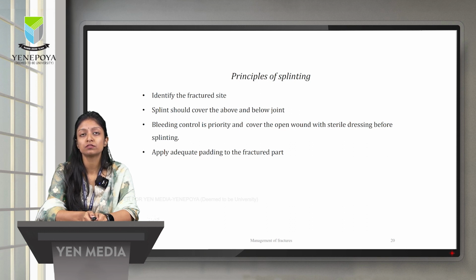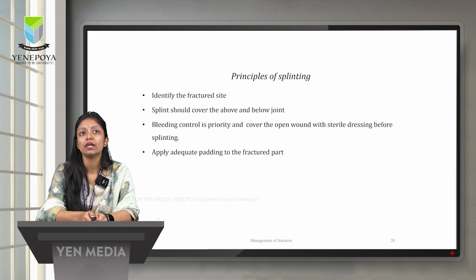Next, bleeding control is priority. We have to cover the open wound with the sterile dressing before splinting. Definitely, we cannot just splint over a wound. We need to sterilize it first because we do not want any infections to be caused to the patient.